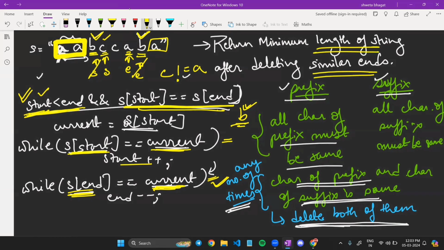Start pointer is pointing at this c and the end pointer is pointing at this a. So this is the resultant string. So what would be its length? Its length is 1, 2, 3. And how are we going to find this length?